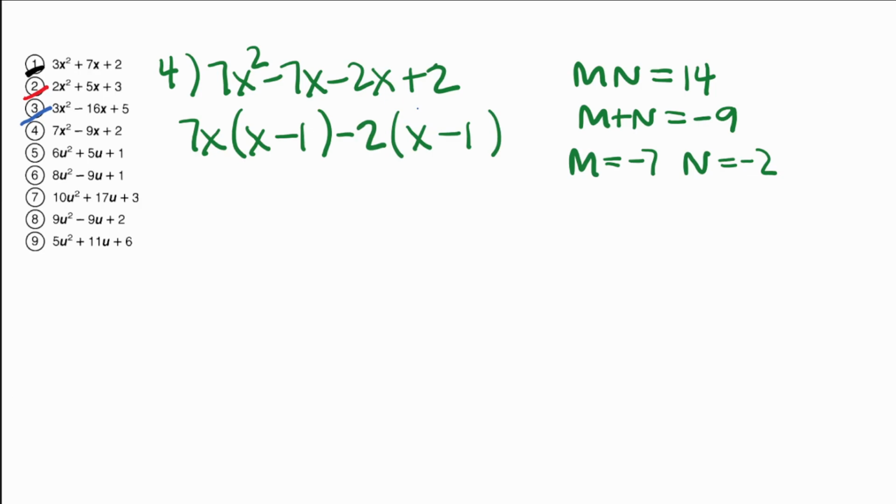I think, does this make sense? Does this work? Yes, okay. And then I've got x minus 1 multiplied by 7x minus 2.